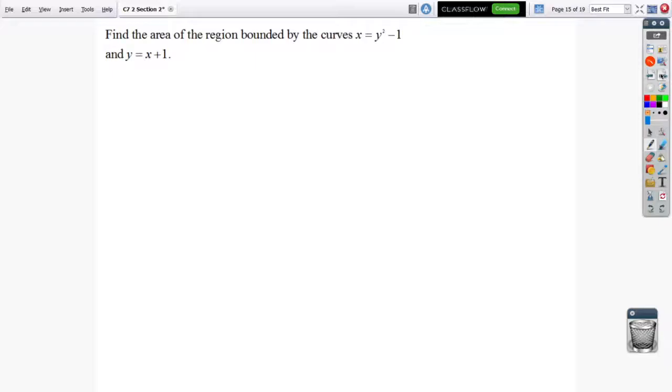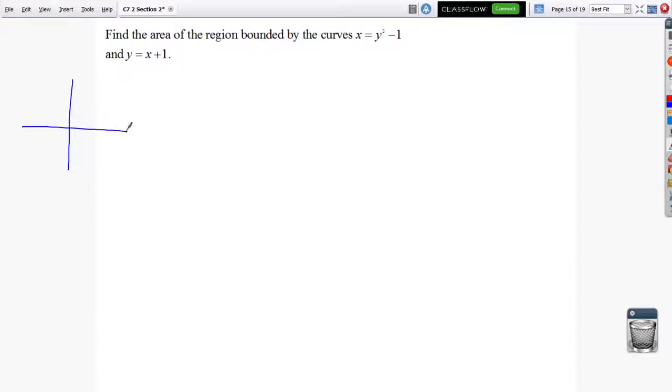Find the area of the region bounded by the curves x equals y squared minus 1 and y equals x plus 1. First off, I'm seeing up here x equals y squared minus 1. I know that's going to be exactly like a curve of y equals x squared minus 1, except it's going to be sideways. So it's going to look roughly like this. And I know that the graph of y equals x plus 1 is going to look roughly like that or so.